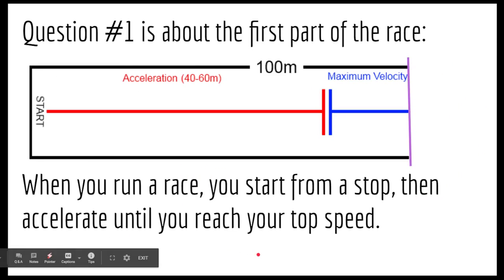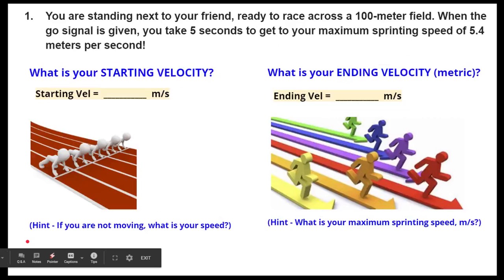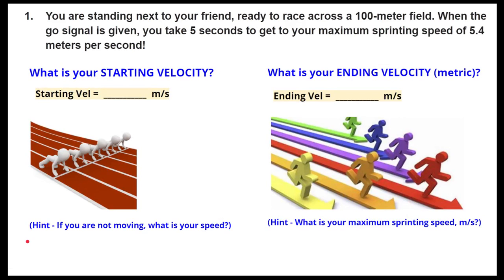Question number 1 is about the first part of the race. When you run a race, you start from a stop, then accelerate until you reach your top speed. Step 1 is to calculate our change in velocity. Before we can calculate it, we need to identify our starting velocity and ending velocity.